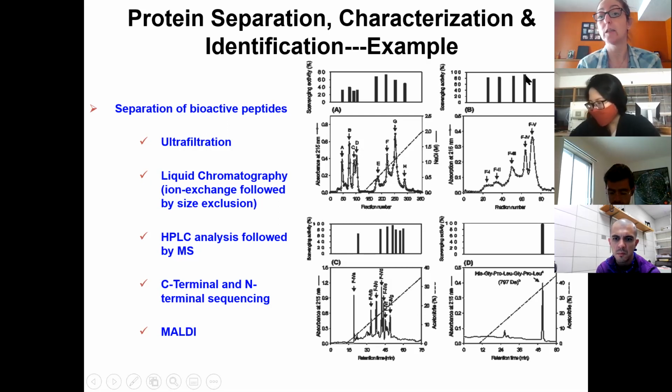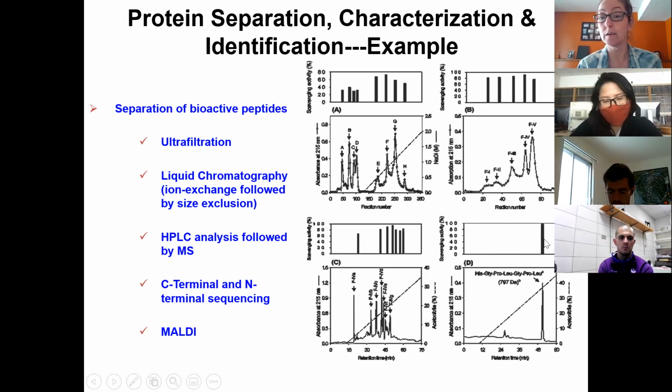Then I take the fraction that is most potent, and from there I can do reverse phase chromatography to separate even more until I get a purified one peptide that is purified. And it is the most potent.